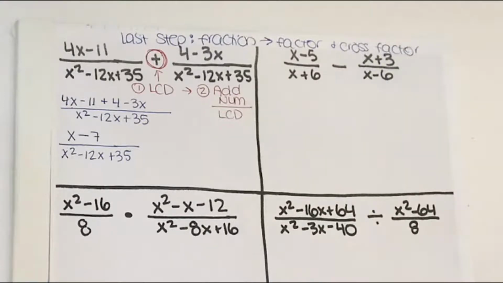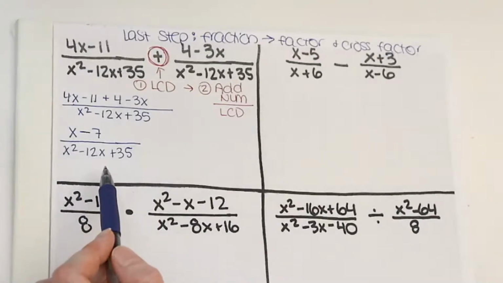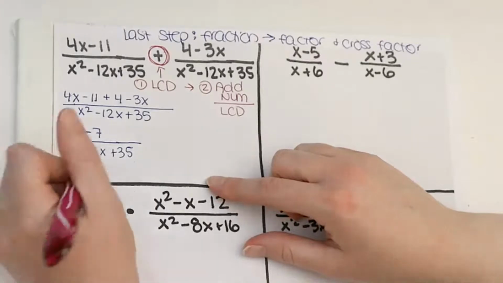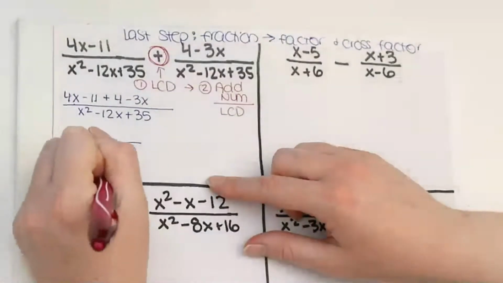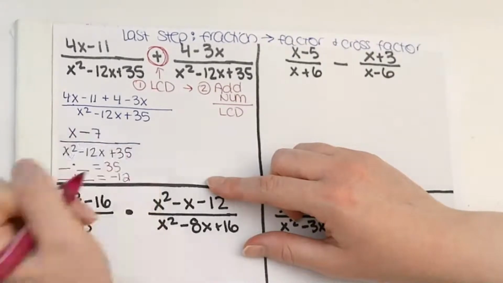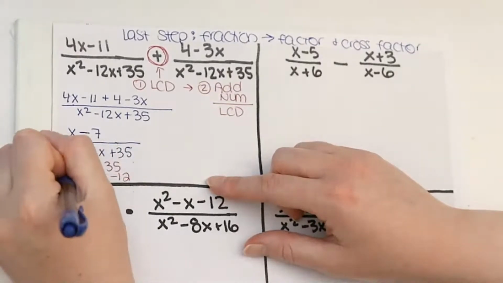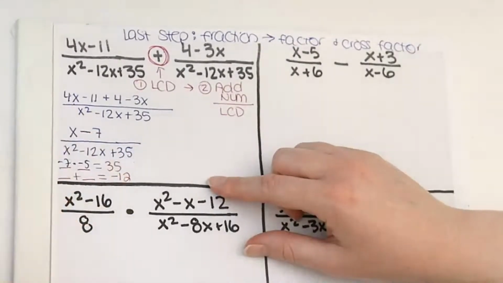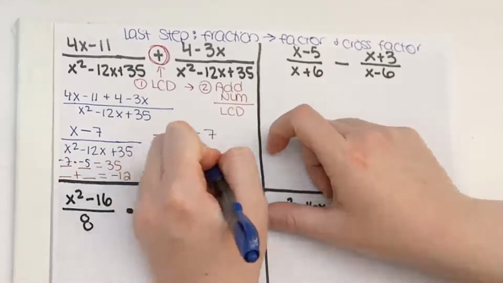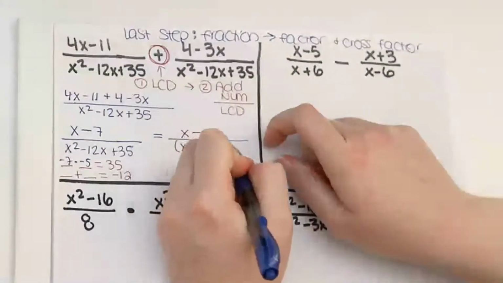Okay, so what I would do when I get to added the numerators, wrote it over that common denominator, is I would then factor this denominator. So I would think about factors of 35 that add up to negative 12. Okay, and that would give us negative 7 and negative 5. Okay, so we'll write this as x minus 7 over x minus 7, x minus 5.